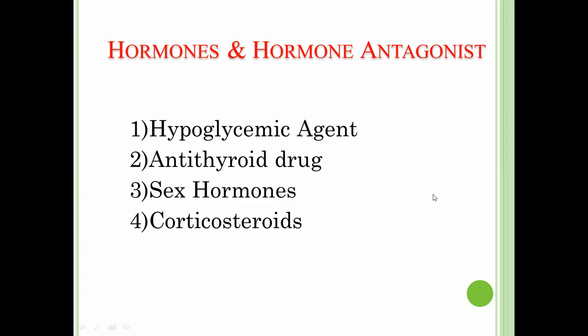So in this unit, we have to study some hormones and their antagonists: firstly insulin, then thyroid hormone, then all the sex hormones and corticosteroids, and their particular antagonists. Antagonists means the agents or chemical substances that stop the action of a hormone, that is, antagonize the action of the hormone. These agents are known as hormone antagonists. So we have to study this in this unit.